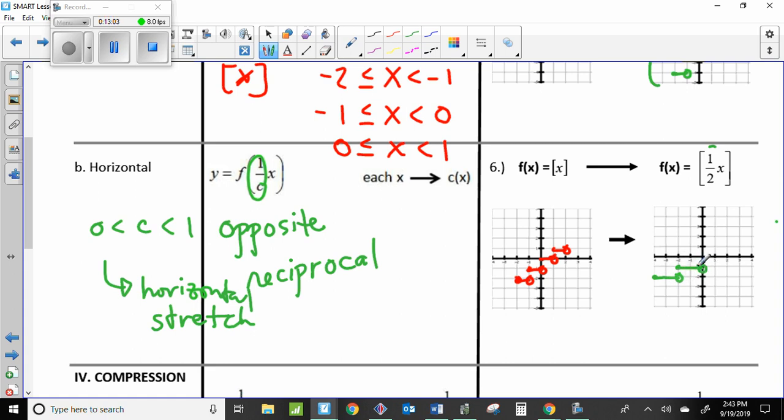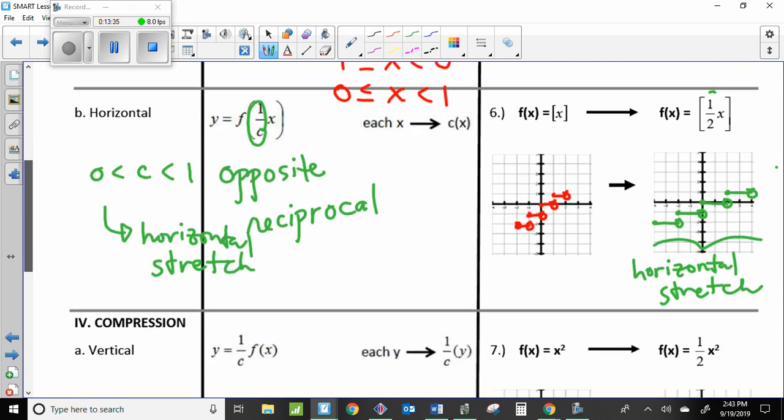And then the y value is still -1. And instead of 0 to 1, it's now going to be from 0 to +2, and so on and so forth. So there is a horizontal stretch. Your x values are multiplied by c, or in this particular example, multiplied by 2. So your x values are multiplied by 2.